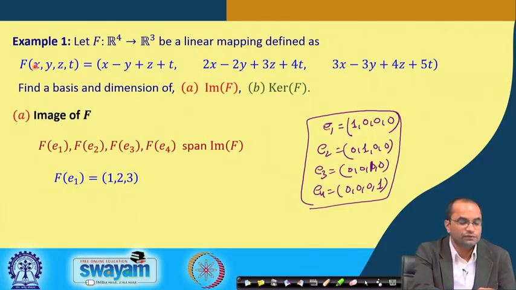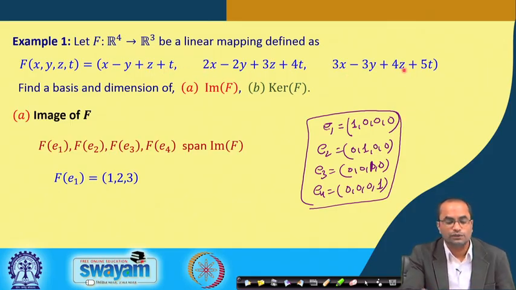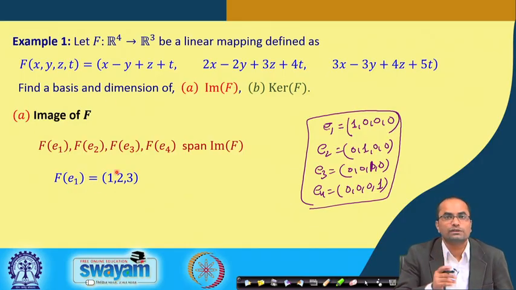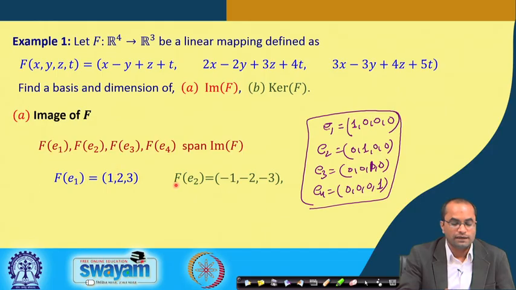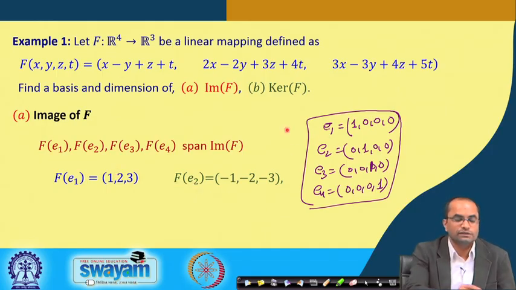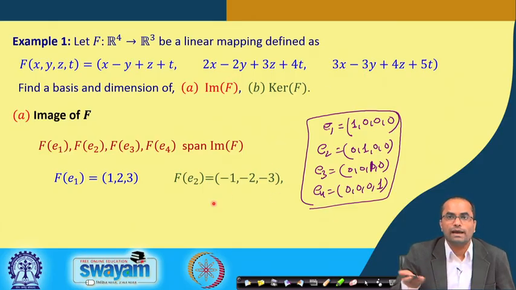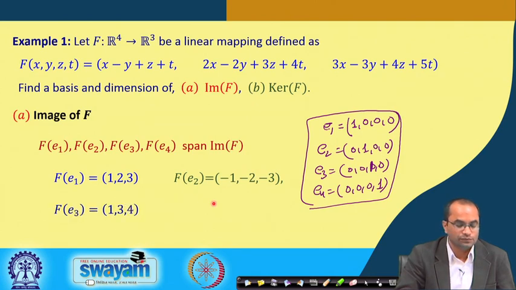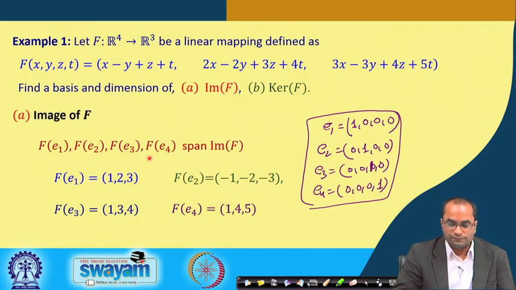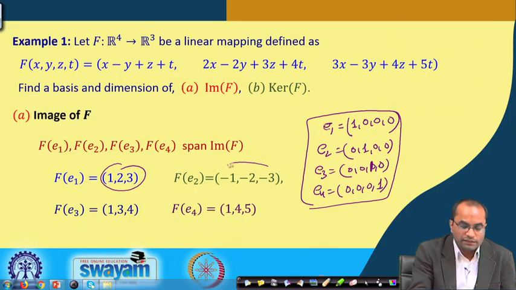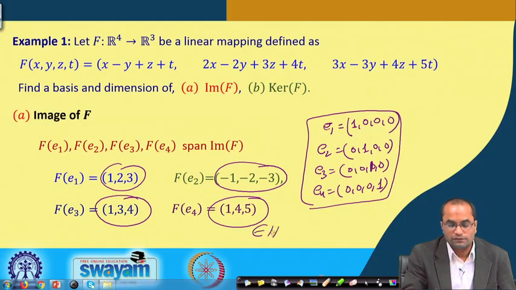Now if we apply f on e1, what will happen? We get 1 from the first component, then 2 in the second, all the rest are 0, and 3. So, e1 will be mapped to (1, 2, 3). Similarly, for e2 the second component will survive, giving (-1, -2, -3), that is the map of e2. Similarly for f(e3) and f(e4). So, we have these vectors from R^3: (1, 2, 3), (-1, -2, -3), (1, 3, 4) and (1, 4, 5).